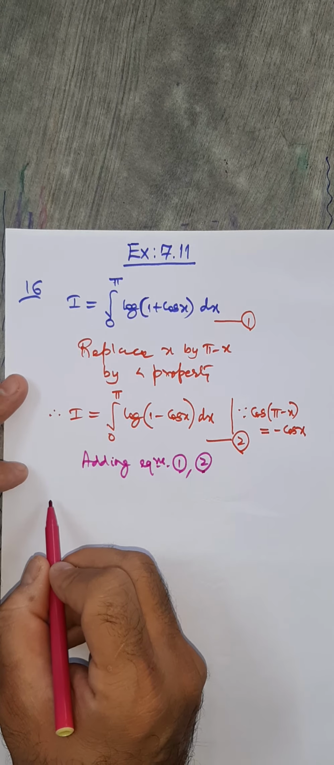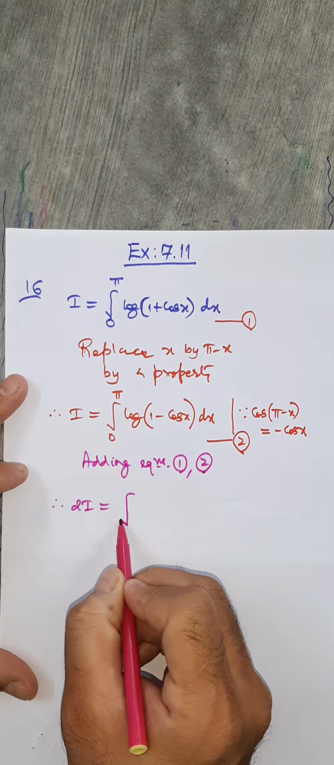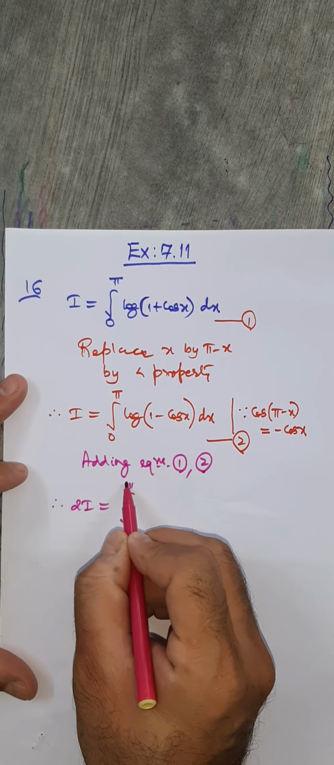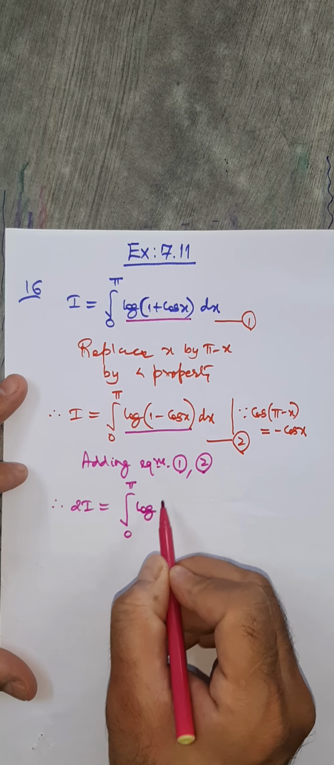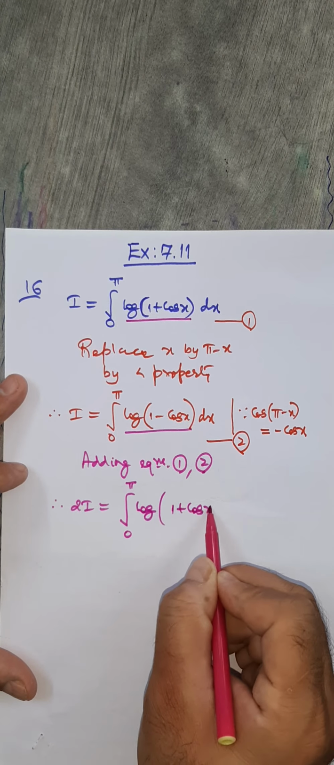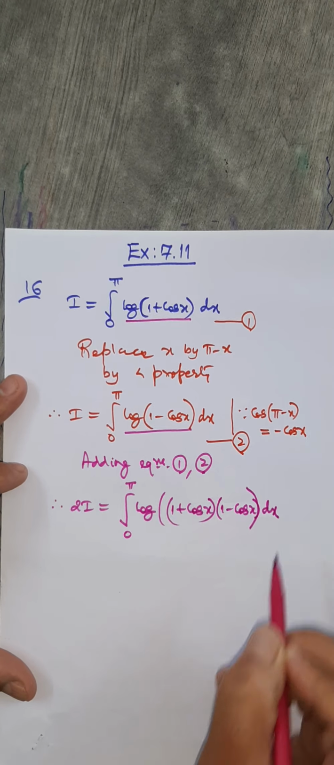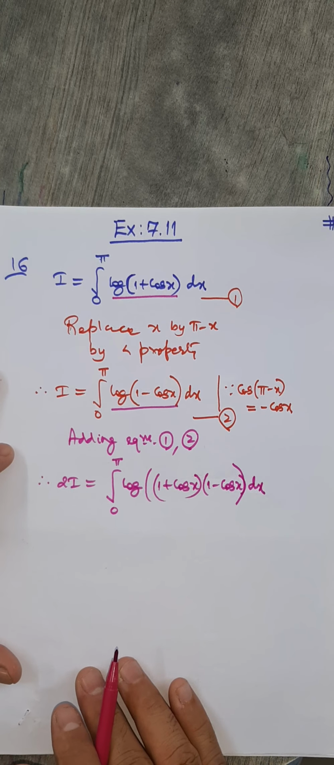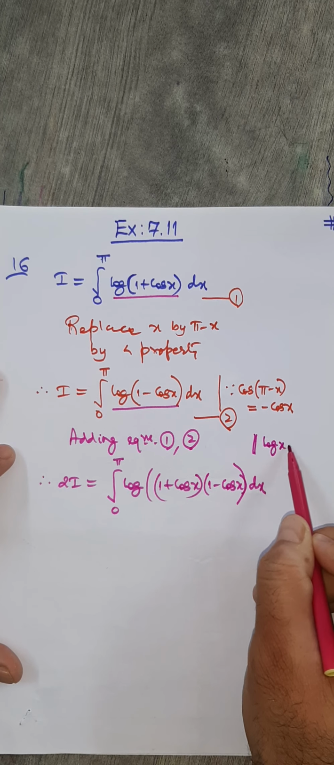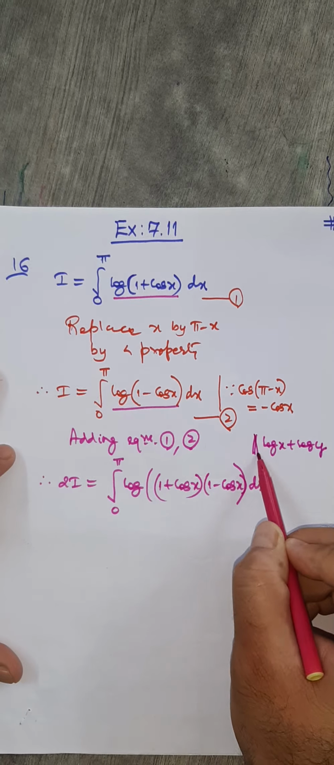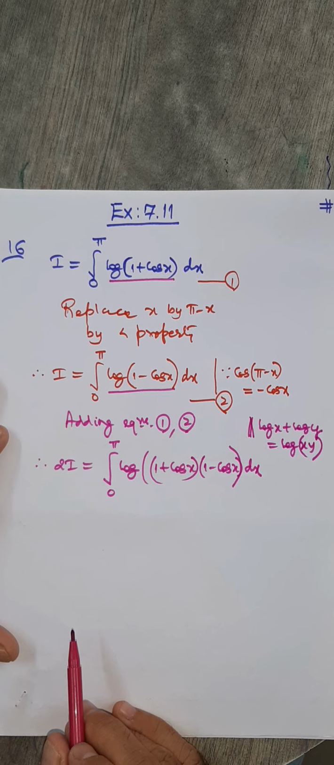Therefore I plus I gives us 2I, with the common integral 0 to pi. You have log a plus log b, so addition becomes multiplication: 1 plus cos x into 1 minus cos x. Just recall this property, log x plus log y is log of x into y; addition becomes multiplication, that you know very well.